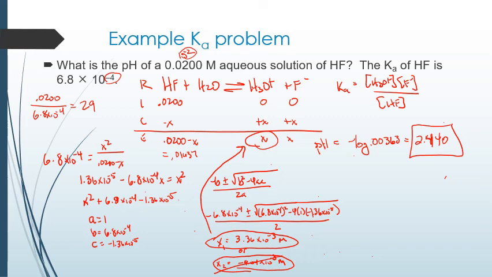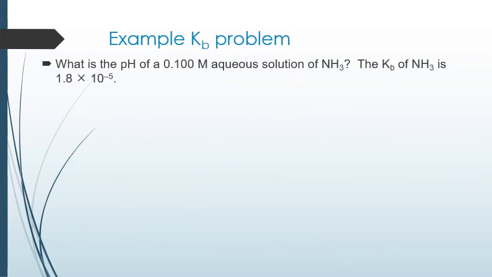So now let's look at our last problem, which is going to be an example KB problem. It's going to be the same type of concept here, except our initial equation is going to be different. I know that the NH3 is a weak base. Anytime you have an amine, some type of NH group that's attached to some hydrocarbon, it's going to be a weak base. So again, because it is a weak base, I know that I'm going to be solving for OH minus instead of H plus. So same type of concept to begin with.